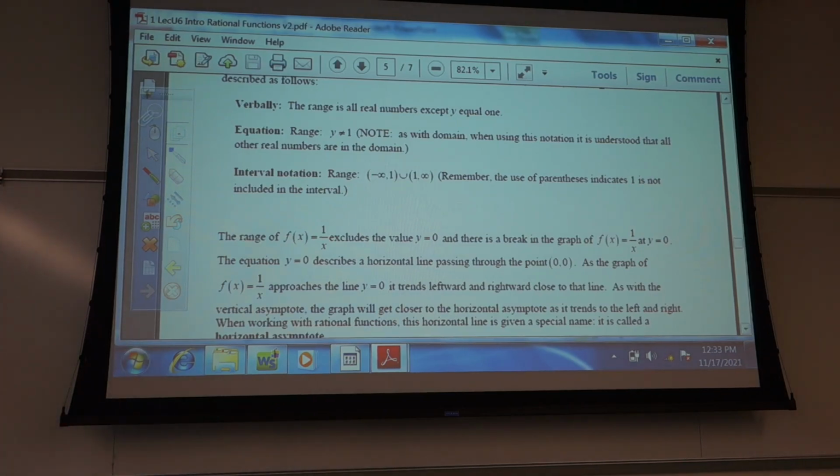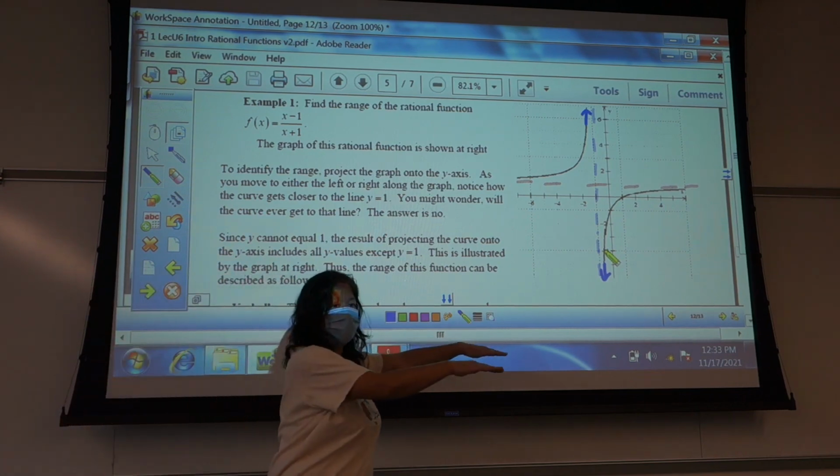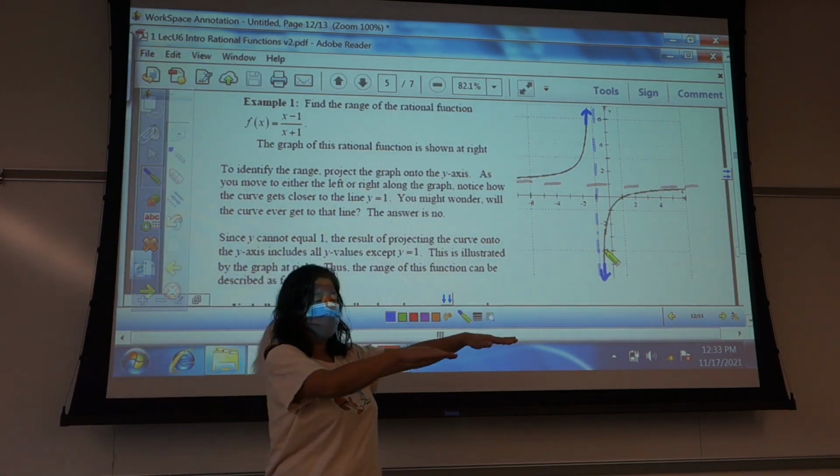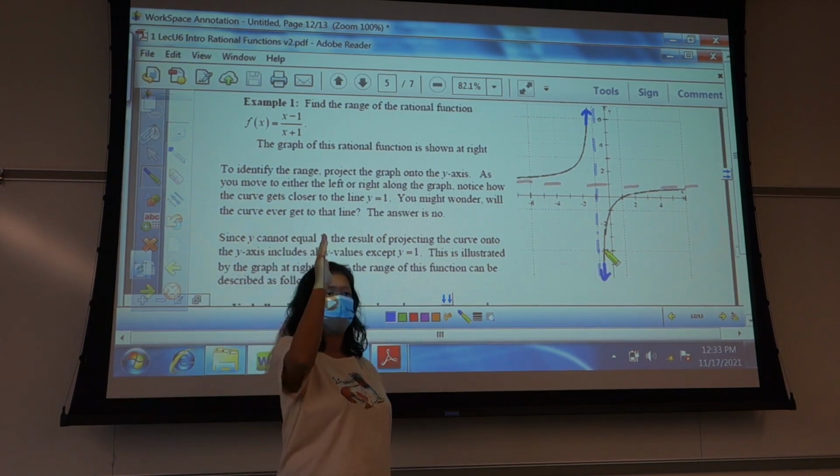So basically we call this a vertical asymptote. No, wait, we call this a vertical asymptote because it goes up and down. We call this one here a horizontal asymptote. Make sense? So horizontal asymptote is the y one. The vertical asymptote is what x can't be.